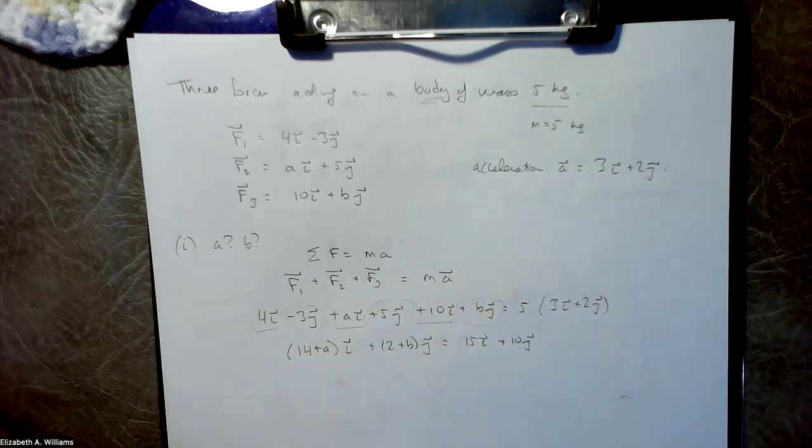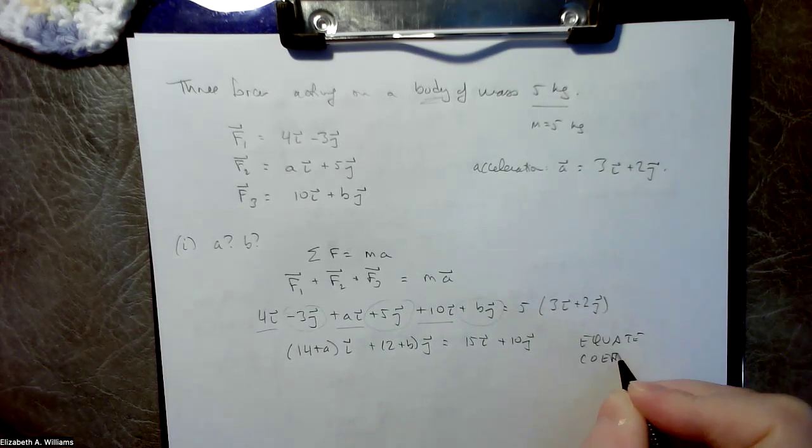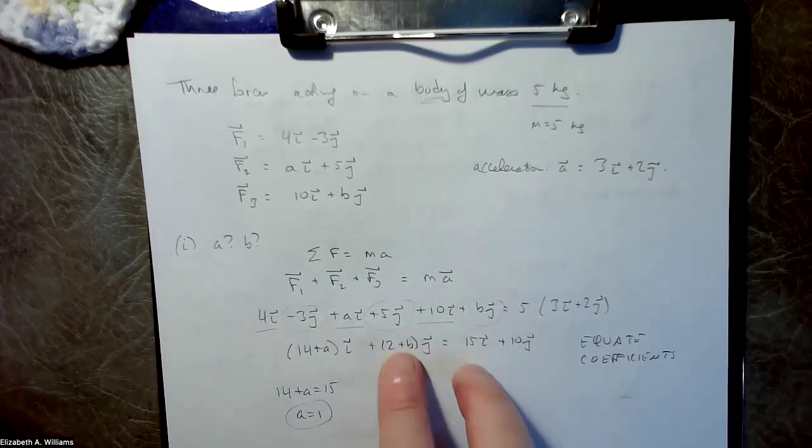Now at this point, what we do is we equate coefficients. And this is a popular technique in all kinds of contexts in mathematics. If I've got a pile of i's and j's over on the left and a pile of i's and j's over on the right, then I should have the same amount of i's and the same amount of j's. So what this means is 14 plus a ought to be 15. And that tells me that the value of a is 1. And likewise, 2 plus b better be 10, which means that b is 8.